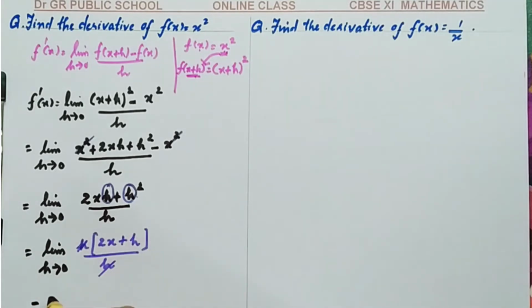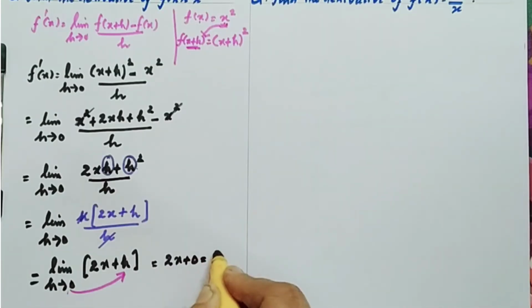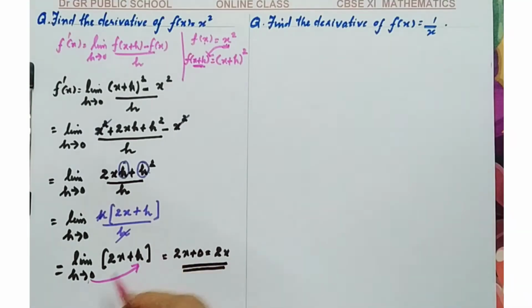We can write the remaining terms. This step seems to be very important. Limit h tends to 0 of 2x plus h. No simplification further, so we need to substitute the value of h as 0. Limit h tends to 0, substitute the value of h as 0. So the answer will be equal to 2x plus 0, which is 2x. Therefore, from this we can conclude that derivative of x square equals 2x. Derivative of the quadratic function x square equals 2x. Learn this by heart: derivative of x square equals 2x.